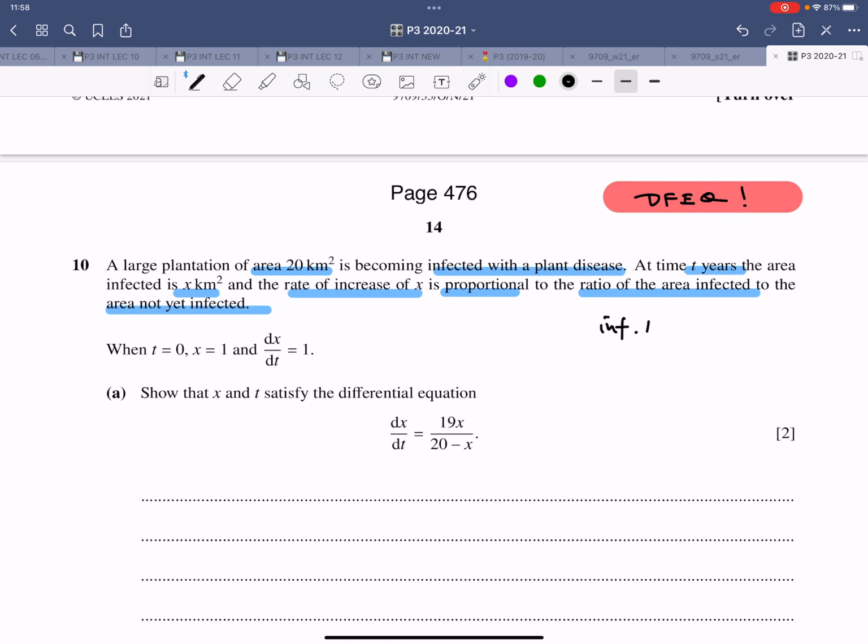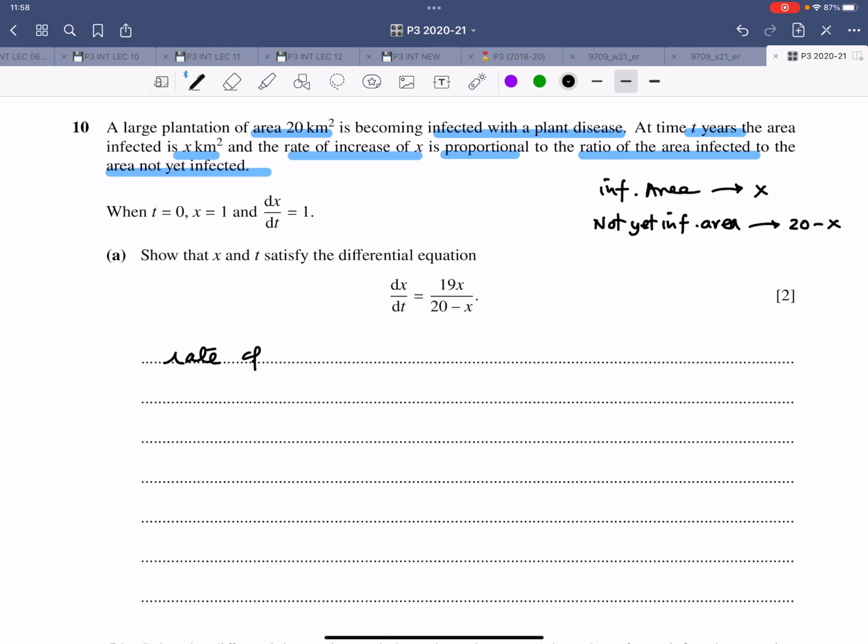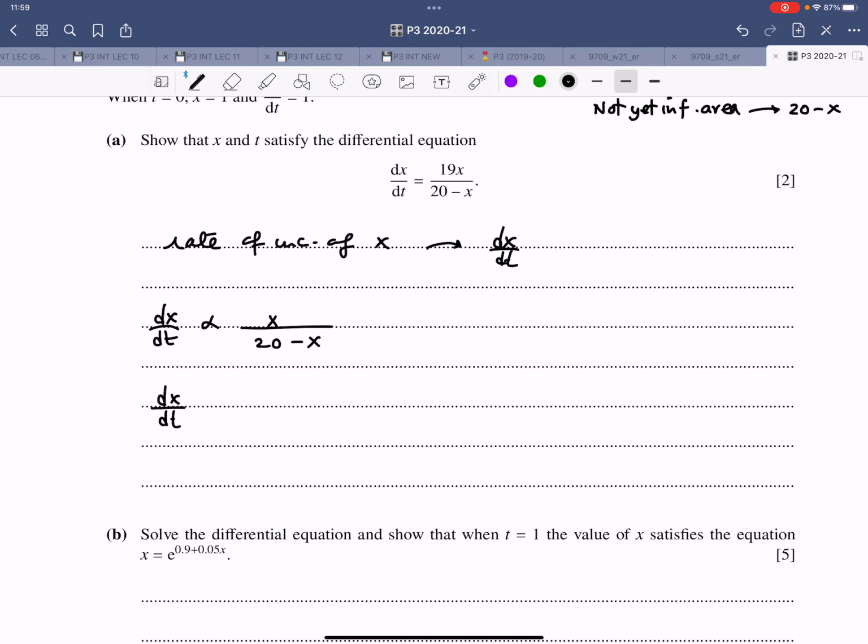Infected area is x, not infected, uninfected, or not yet infected area will be 20 minus x. Rate of increase of x, that is written as dx by dt. dx by dt is proportional to the ratio of infected area, which is x at the top, and uninfected, which is 20 minus x. dx by dt is equal to kx over 20 minus x.